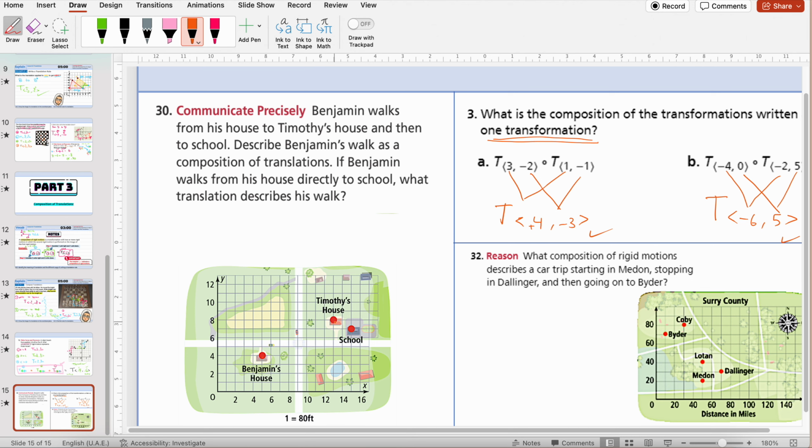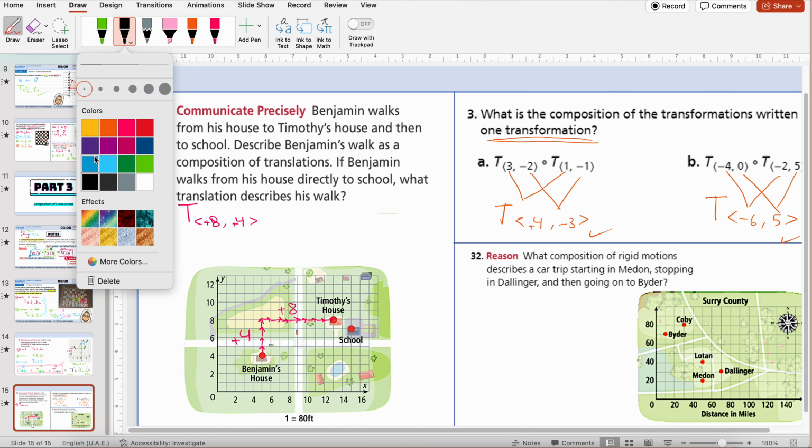Benjamin walks from his house to Timothy's house and then to school. So from his house to his friend's house and then to school, write that as a composition. I'll start by the first one, which is from his house to his friend's. So 1, 2, 3, 4 up. He moved 4 up. And 1, 2, 3, 4, 5, 6, 7, 8 to the right. So translation was 4 up and 8 to the right. So 8 in the X, 4 on the Y. Okay? Pay attention.